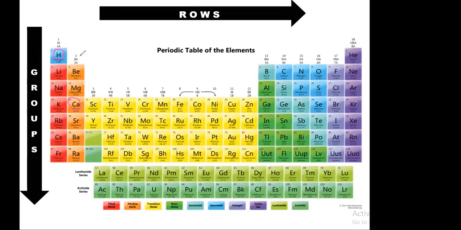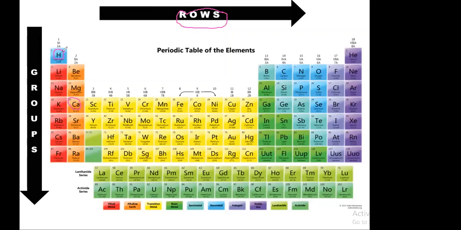Let's see if we can count how many groups there are in the periodic table. So there's 1, 2, 3, 4, 5, 6, 7, 8, 9, 10, 11, 12, 13, 14, 15, 16, 17, 18 groups. Okay, then let's talk a little bit about rows, right?